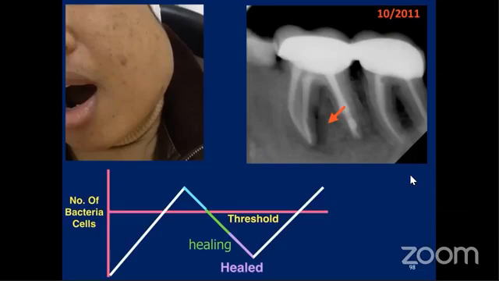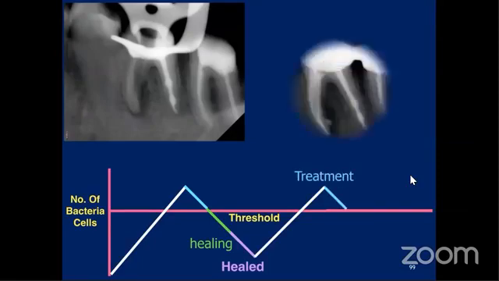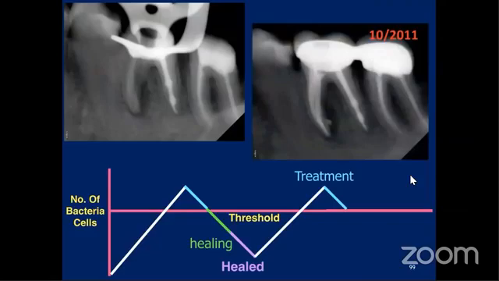So what to do now? Let's reverse and start again with the process. So I will make a retreatment for the root which has the lesion underneath, and I will make proper irrigation, proper obturation, and I hope to reduce the number of microorganisms to reach the threshold and below the threshold. So I did this in October 2011.